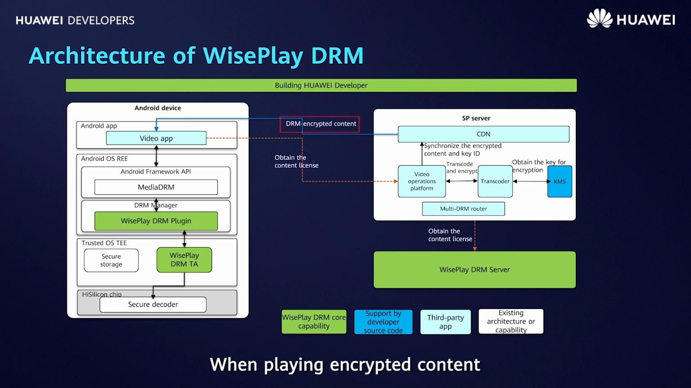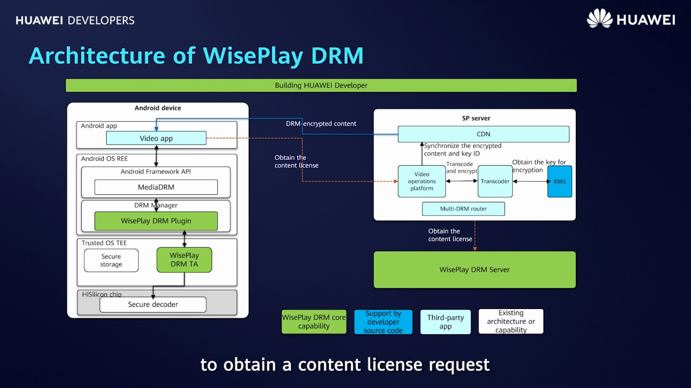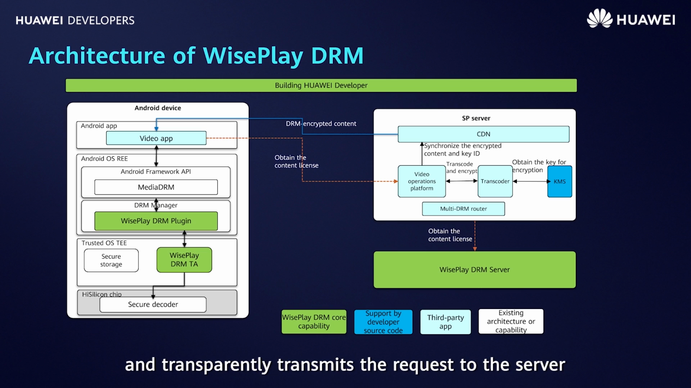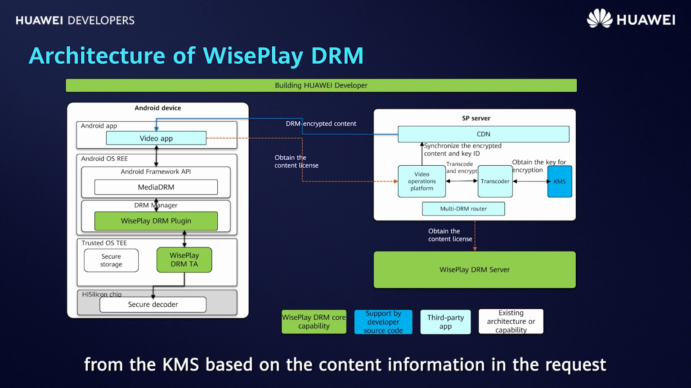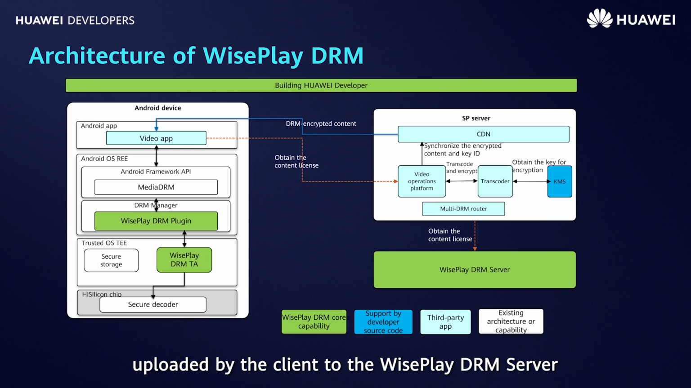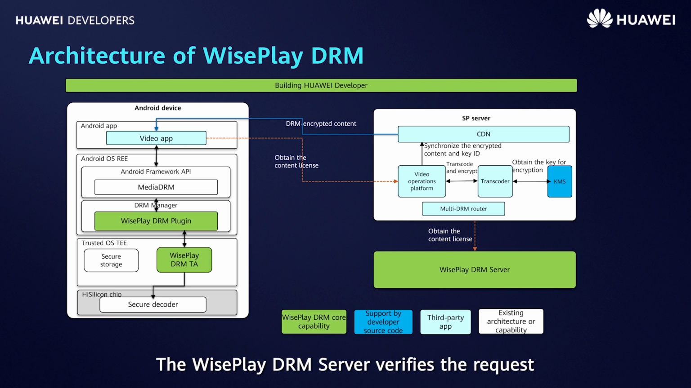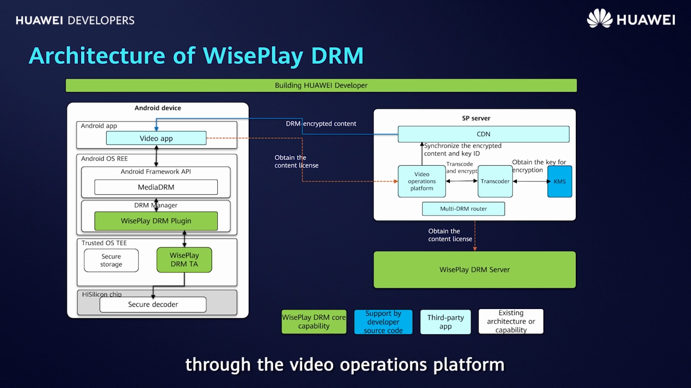When playing encrypted content, a video app calls the underlying API provided by WisePlay DRM to obtain the content license request and transparently transmits the request to the server. The video operations platform obtains the content encryption key from the KMS based on the content information in the request, and sends the content encryption key, content protection policy, and the license request uploaded by the client to the WisePlay DRM server. The WisePlay DRM server verifies the request, encapsulates the content encryption key and content protection policy into a license response, and sends the response to the video app through the video operations platform.